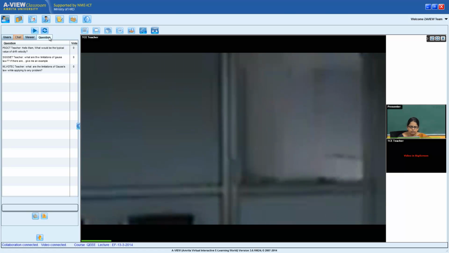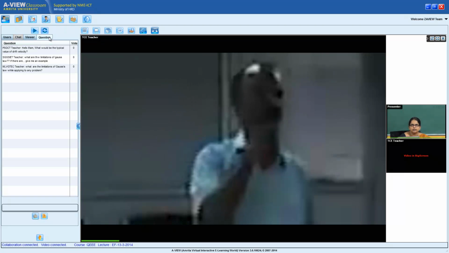PSG, what would be the typical value of drift velocity? It depends on the material again. The values are a few meters per second.